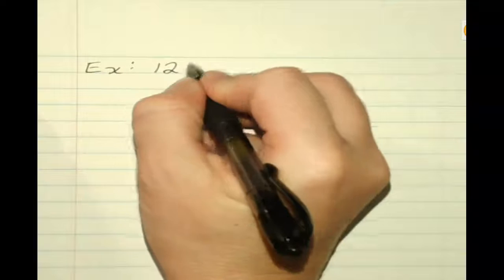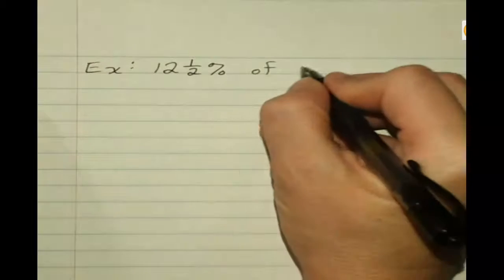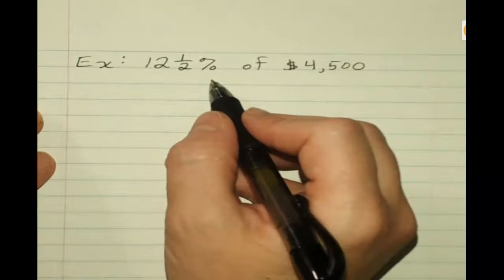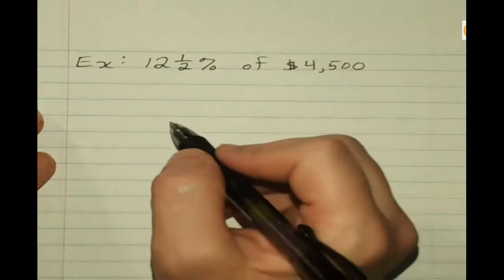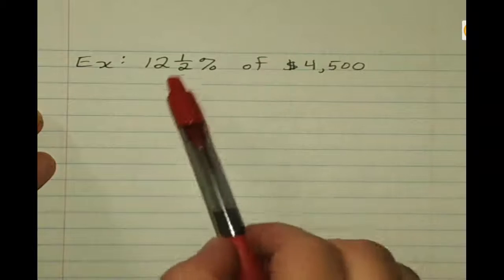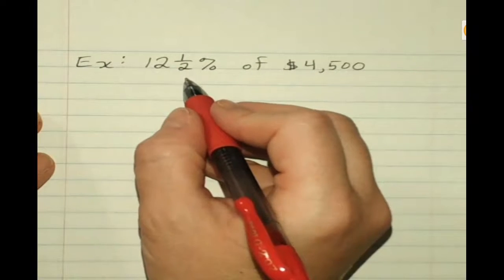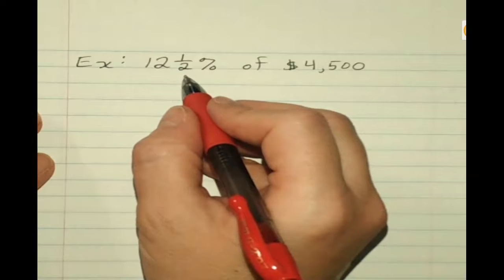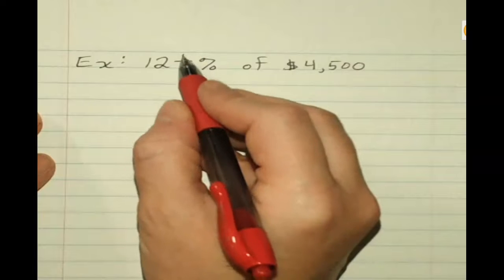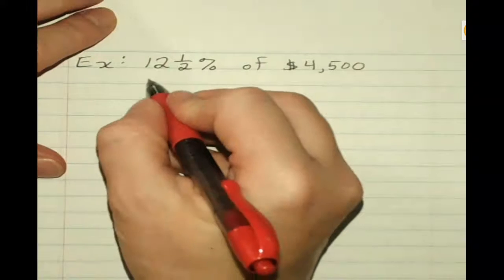What if this time I have a mixed number as a percent? So I have 12.5% of 4,500. So first, what do I need to do to that percent or that mixed number? You need to turn it into an improper fraction. Okay, you could go that route and then divide and turn it to a decimal, right? Or what is a half in decimal form? You can do that. 12.5. That's right.